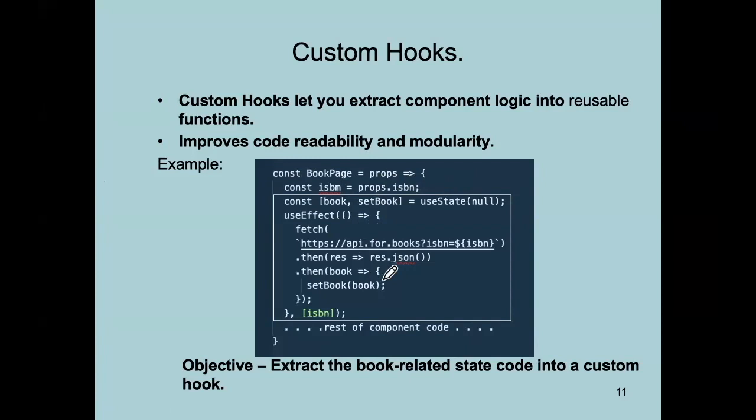All fairly standard stuff. Now, let's suppose there were other pages in our app that required this kind of logic as well. We don't like repeating code. So can we extract that code out of the component we're looking at and put it into its own location? And the answer is yes. The function that we're going to create and store that code in is an example of a custom hook.